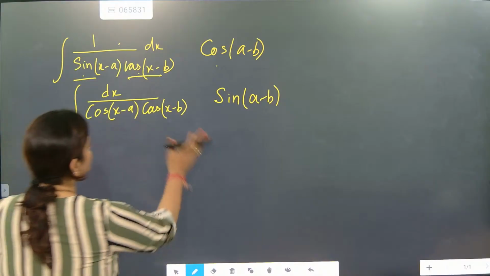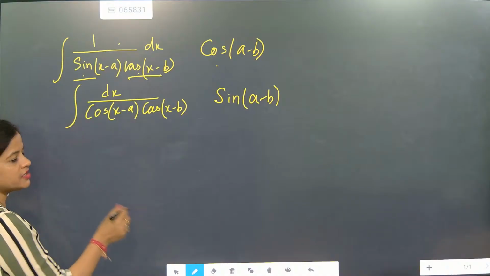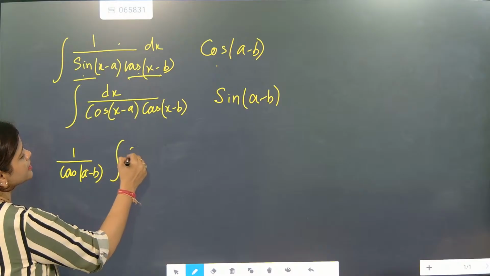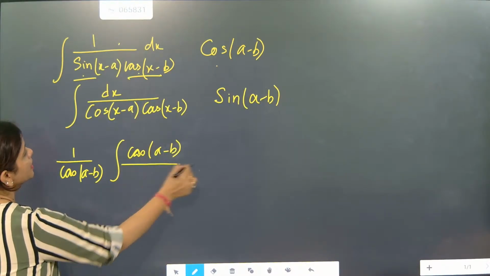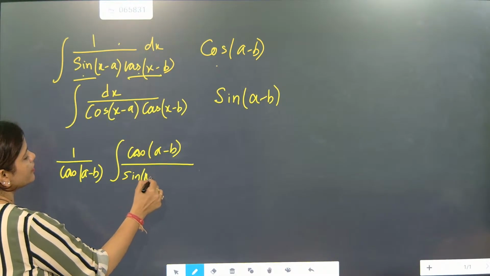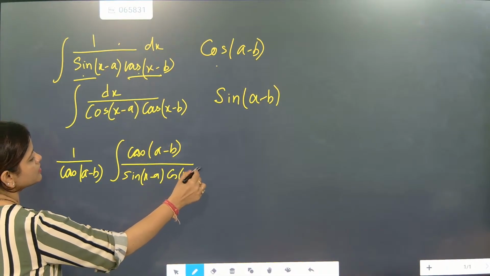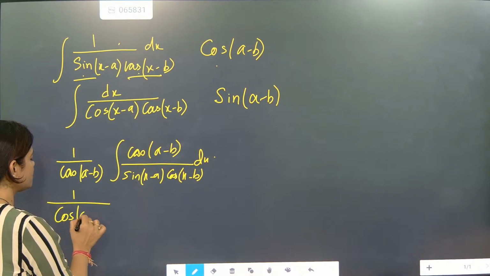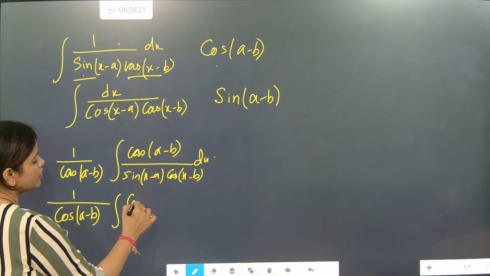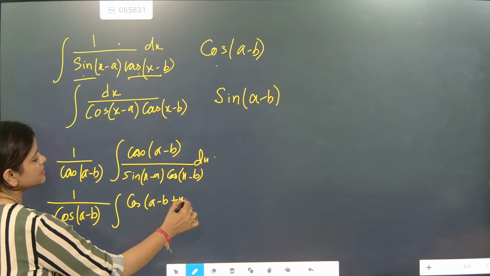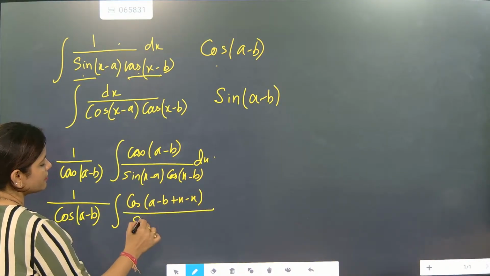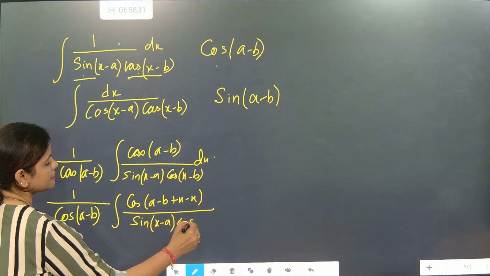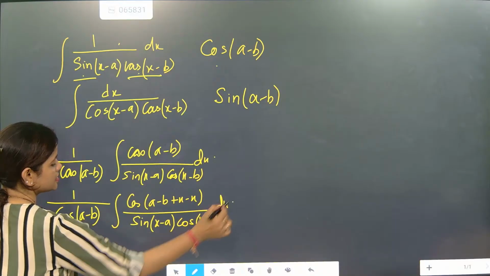Now look here. When you are going to solve this question, check this out. 1 by cos of A minus B, here it is coming as cos of A minus B by sine of x minus A cos of x minus B. This is one of the most important questions. Now look at 1 by cos of A minus B. Here you need to do only one thing: add x and subtract x. And here it is coming as sine of x minus A cos of x minus B dx.